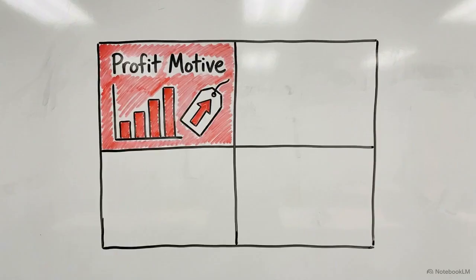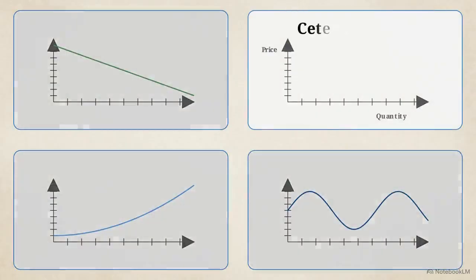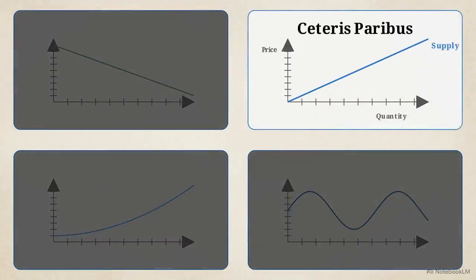This matrix breaks down the forces behind the law. The profit motive is the primary driver. When market prices rise, the incentive to produce increases alongside potential earnings. These patterns assume ceteris paribus, or that all other factors remain equal.